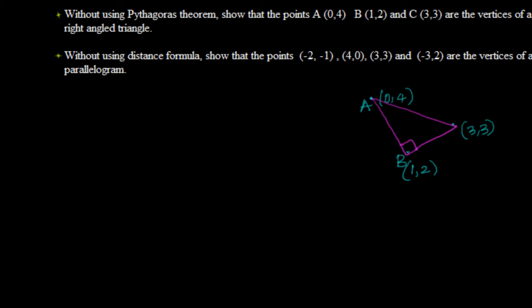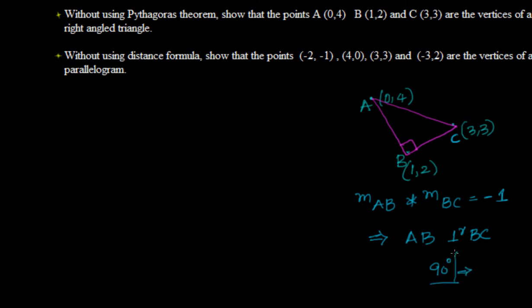So how to prove that this is a right angle triangle without using Pythagoras theorem? We know that AB is perpendicular to BC. So if I am able to prove that the slope of AB into the slope of BC is equal to -1, then I have proven that AB is perpendicular to BC. If AB is perpendicular to BC, one angle is 90 degrees, which means it's a right angle triangle.